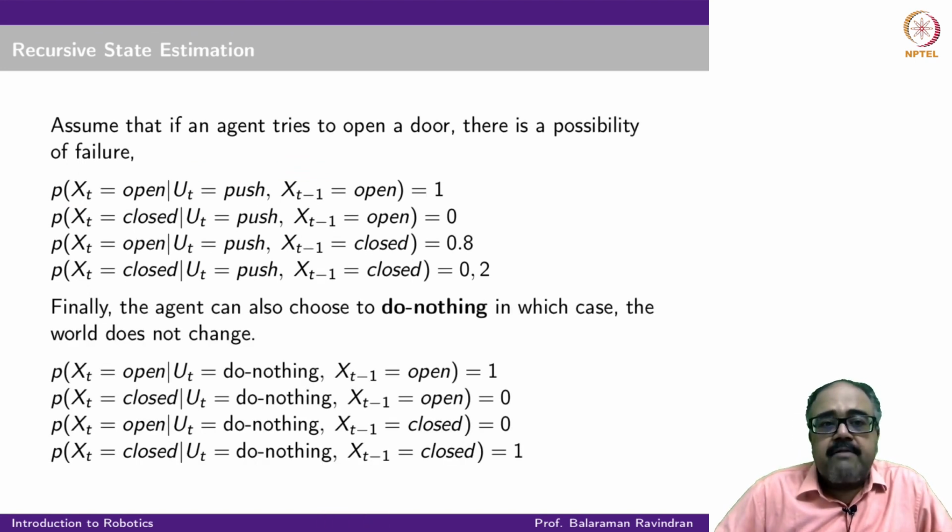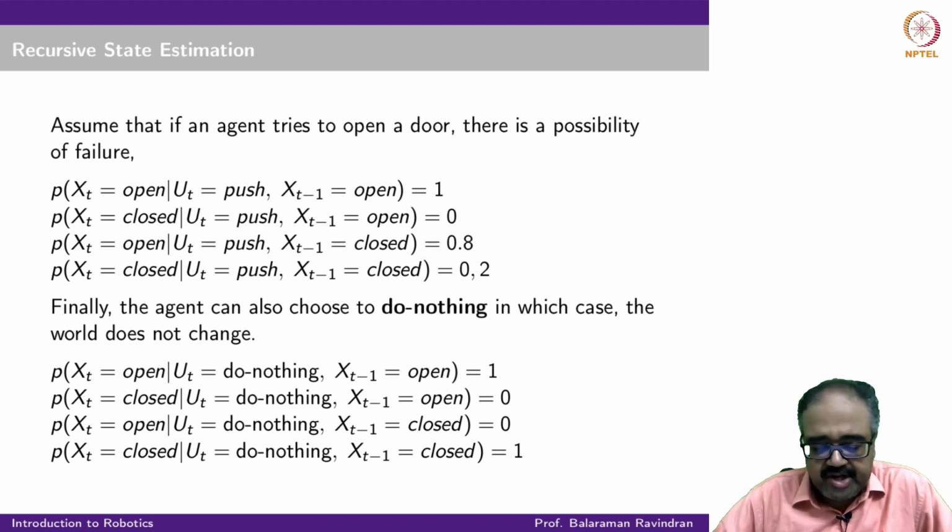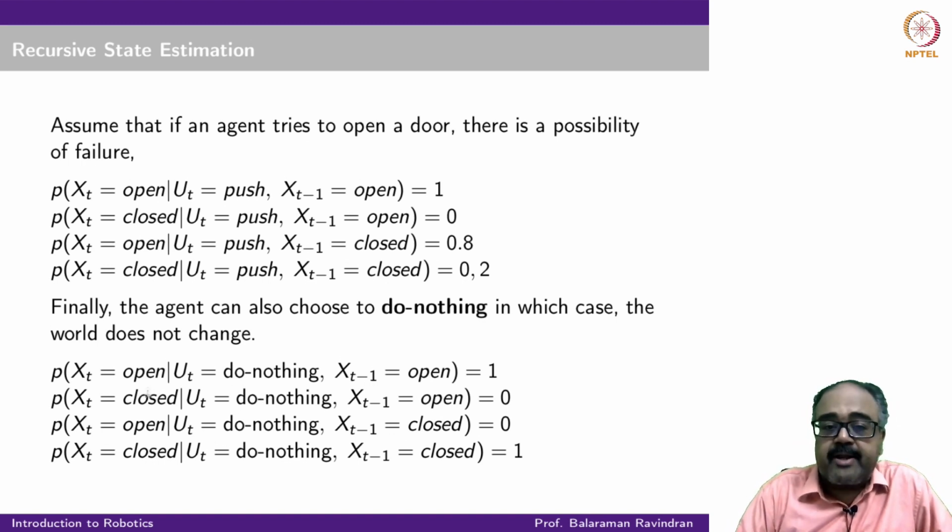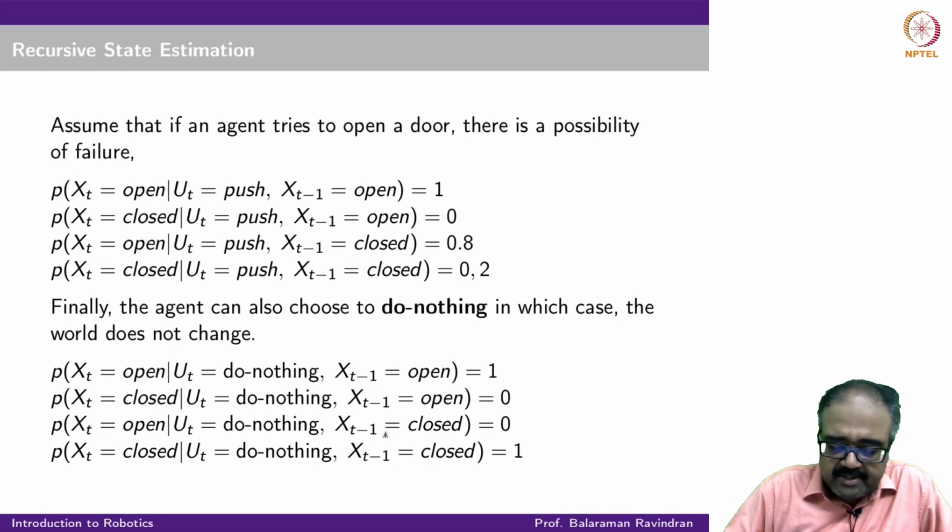Okay. And finally, for the motion, I could do nothing, right? That's the other action. So the first action was push, and the second action is basically do nothing. Do nothing does not cause the world to change. So if the door was open and I do nothing, the door continues to remain open. If the door was closed and I do nothing, the door continues to remain closed. Okay. So these are the zero probability events, where the state changes.